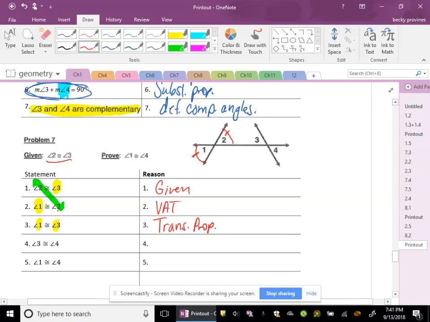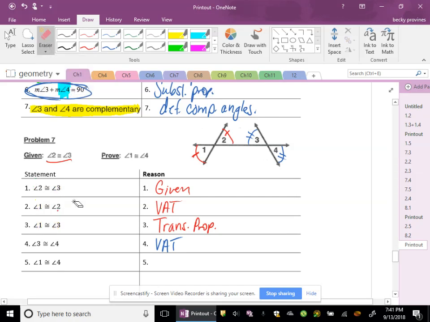Okay, so now in step number 4, I have an angle 4, which I've not dealt with yet. So let's look at the picture. Angle 3 and angle 4 are congruent. And again, I look at it and I realize they're vertical. So I'm going to say vertical angle theorem.